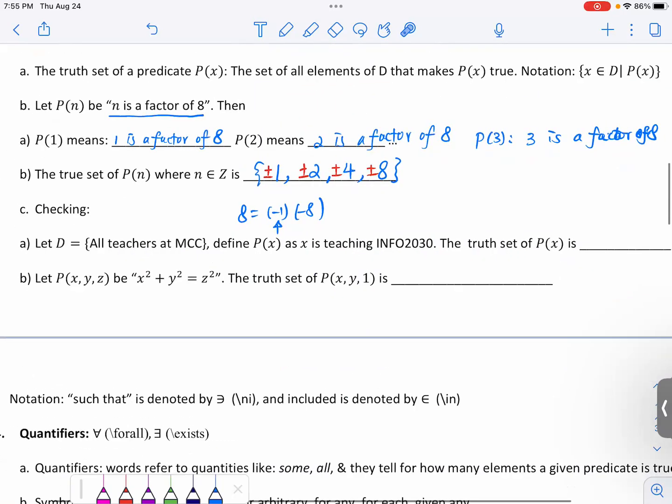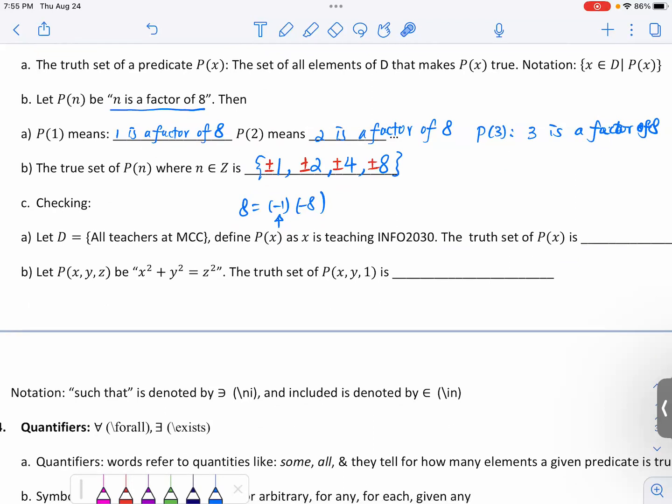All right, let's continue. Let D, which is the domain, be all teachers at MCC. So you only consider all the teachers at MCC. You don't consider teachers at UNO. You don't consider teachers from Creighton and so on and so forth. Only the teachers at MCC. And define P(x) as "x is teaching INFO 2030."